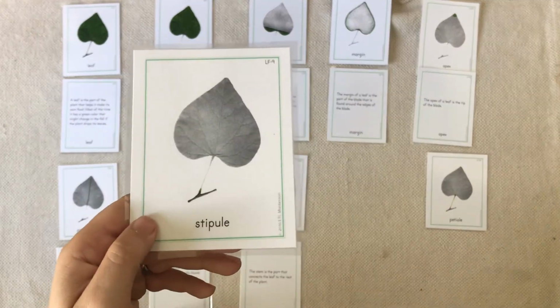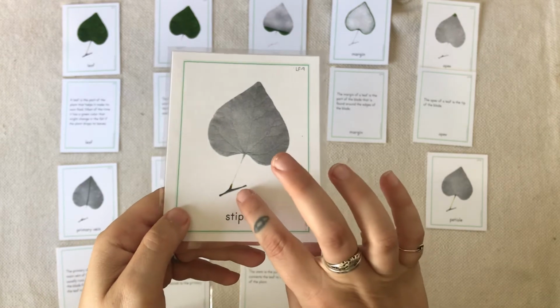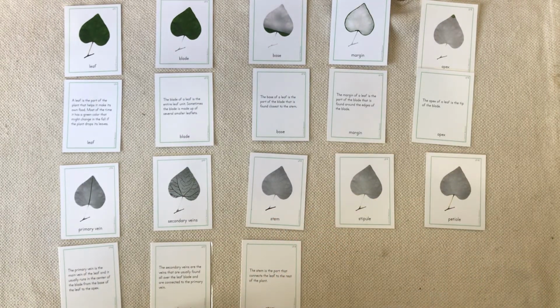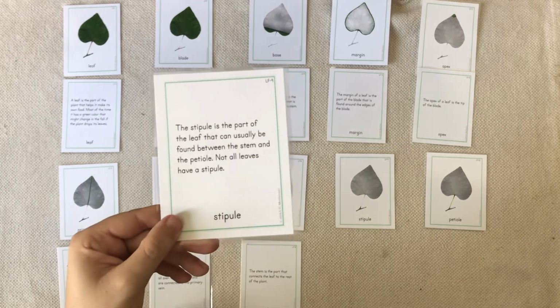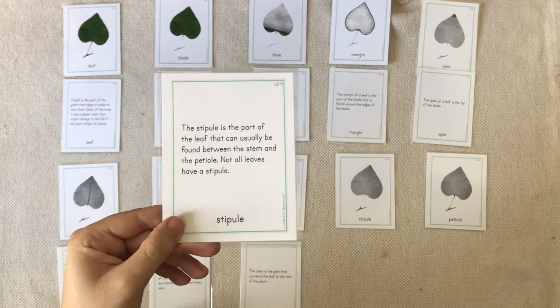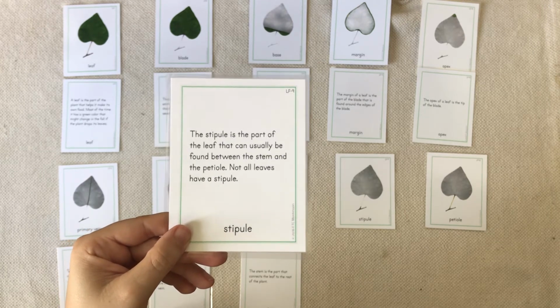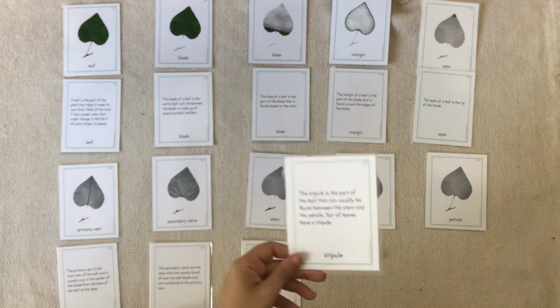Next, we have the stipule. The stipule is the part of the leaf that can usually be found between the stem and the petiole. Not all leaves have a stipule.